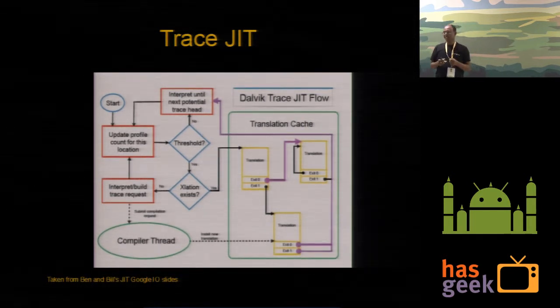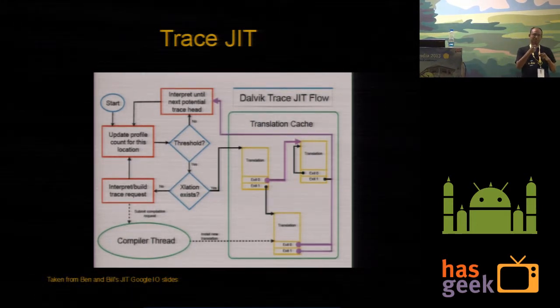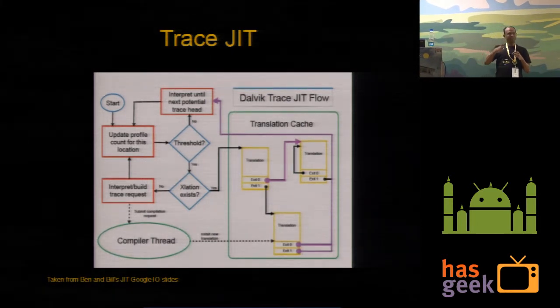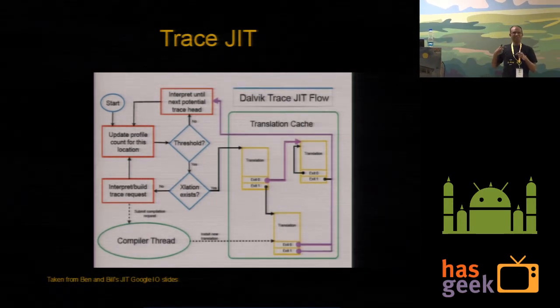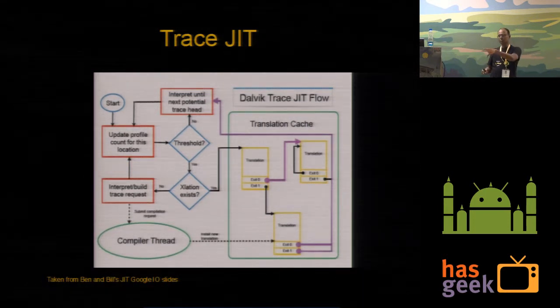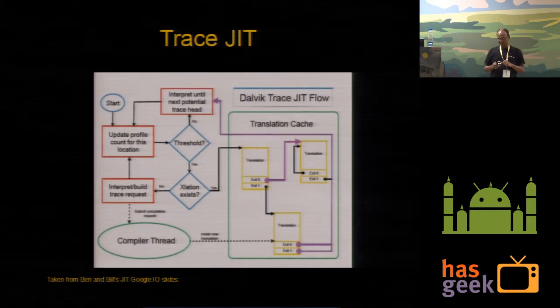It's so small. And now once the code is translated, any exit points will be bound back to the interpreter, or if the translation for that other basic block also exists, it will be bound to that, so that it doesn't have to go back to the interpreter. These are small optimizations to make the most out of just-in-time compilation.